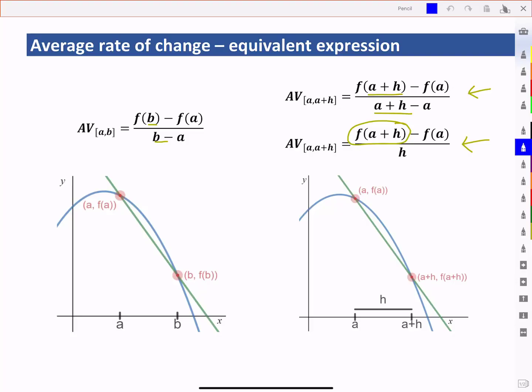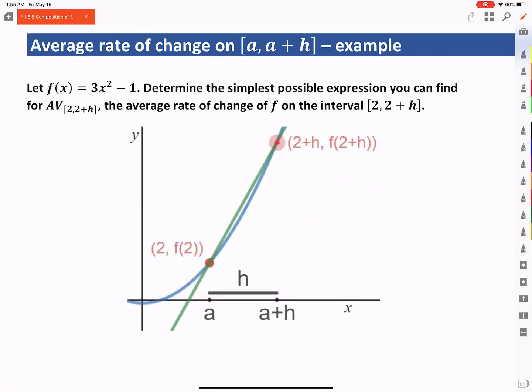Let's look at an example to see how this works. Let f of x equal 3x squared minus 1. Determine the simplest possible expression you can find for the average rate of change on the interval 2 to 2 plus h. The average rate of change of f on the interval 2 to 2 plus h.